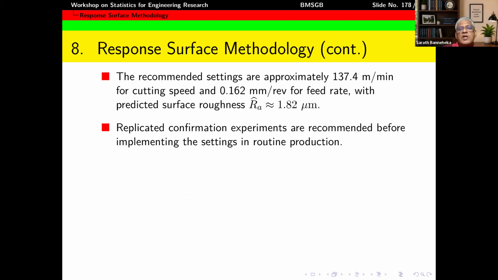So the recommended settings are approximately 137.4 for cutting speed and 0.162 for the feed rate, with predicted surface roughness at that point of 1.82 units. Right. So that is actually the end of this example.